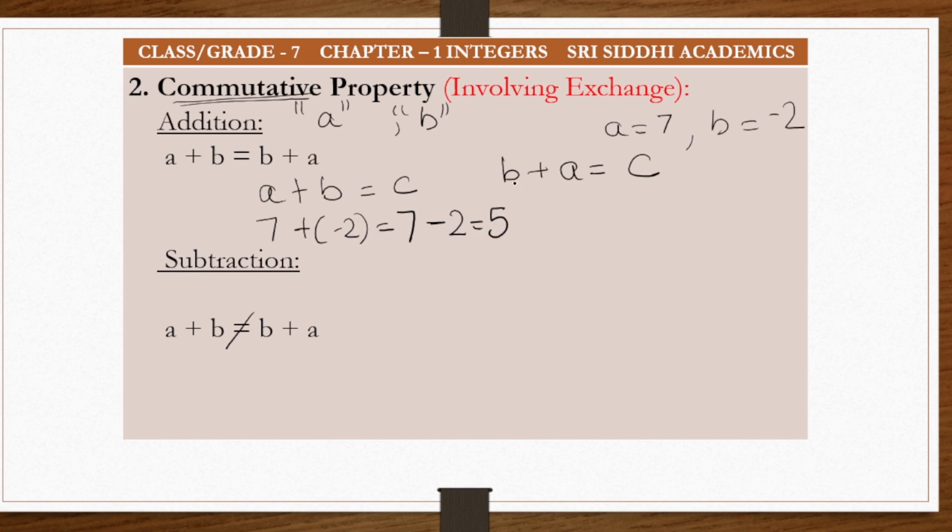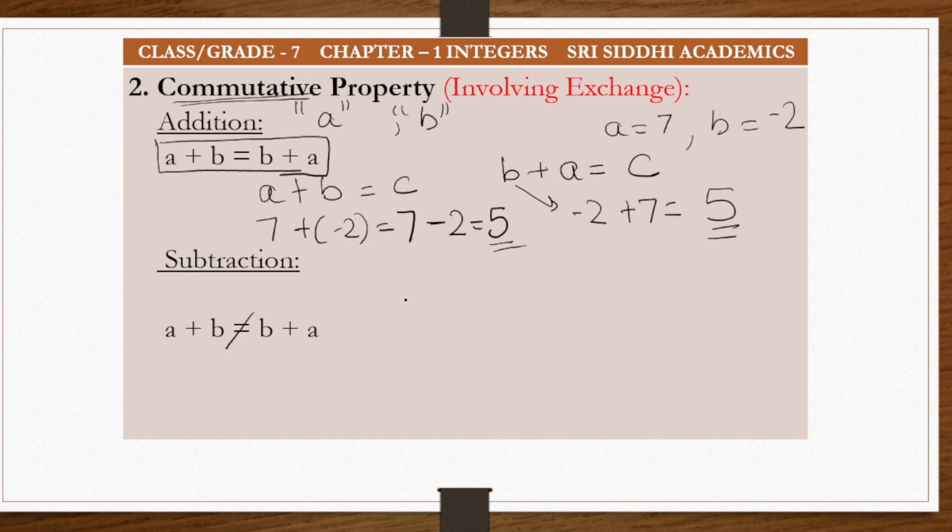Now do the same thing. Write -2 here in the beginning, -2 first, and then plus 7 also here. No change in the answer. You will get 5 as the answer. So you got the same integer as the answer. That means a plus b is equal to b plus a. So for addition, commutative property holds good. Now what about subtraction?